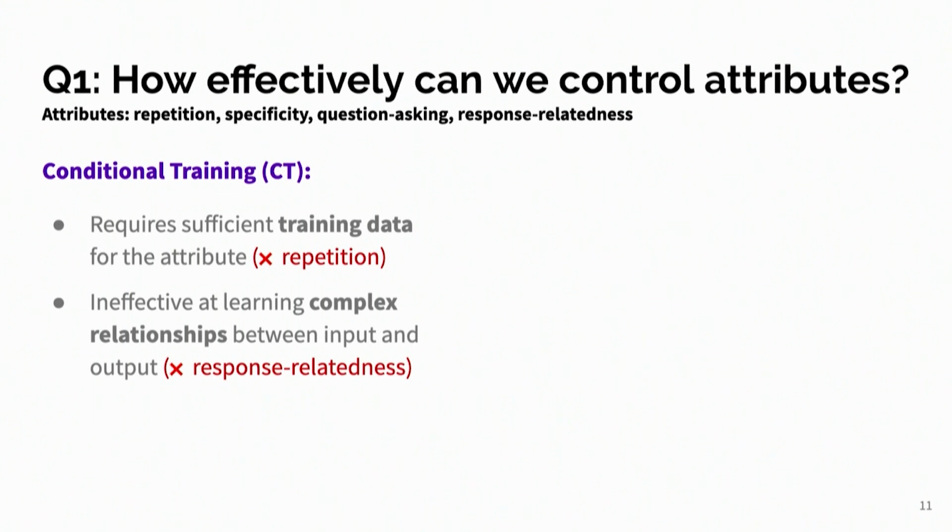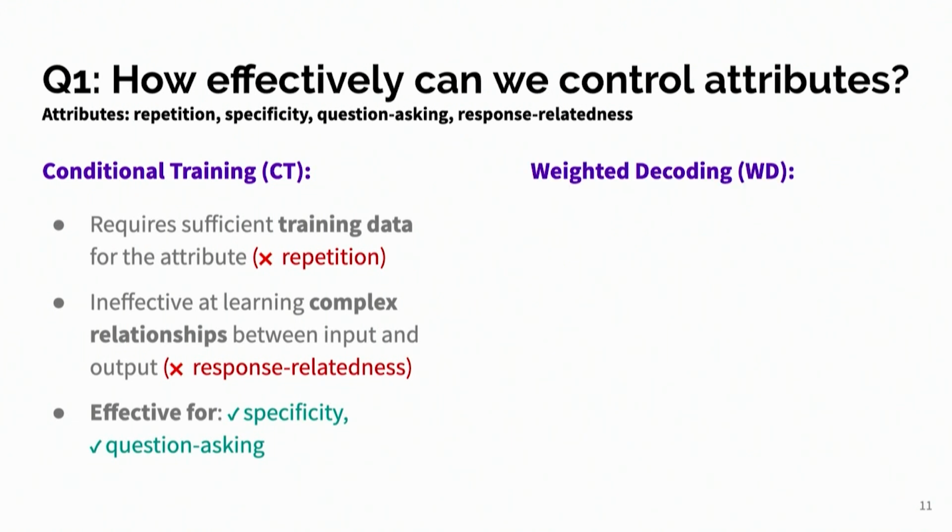And then we also found that, somewhat disappointingly, it didn't seem to be able to learn very well what it meant to change the subject or say something that was very related to what the user just said. However, we did find that it was pretty effective for controlling the specificity versus genericness of the utterance, and also whether it was a question or not. That was pretty reliable, and I'll show you examples of that in a minute.